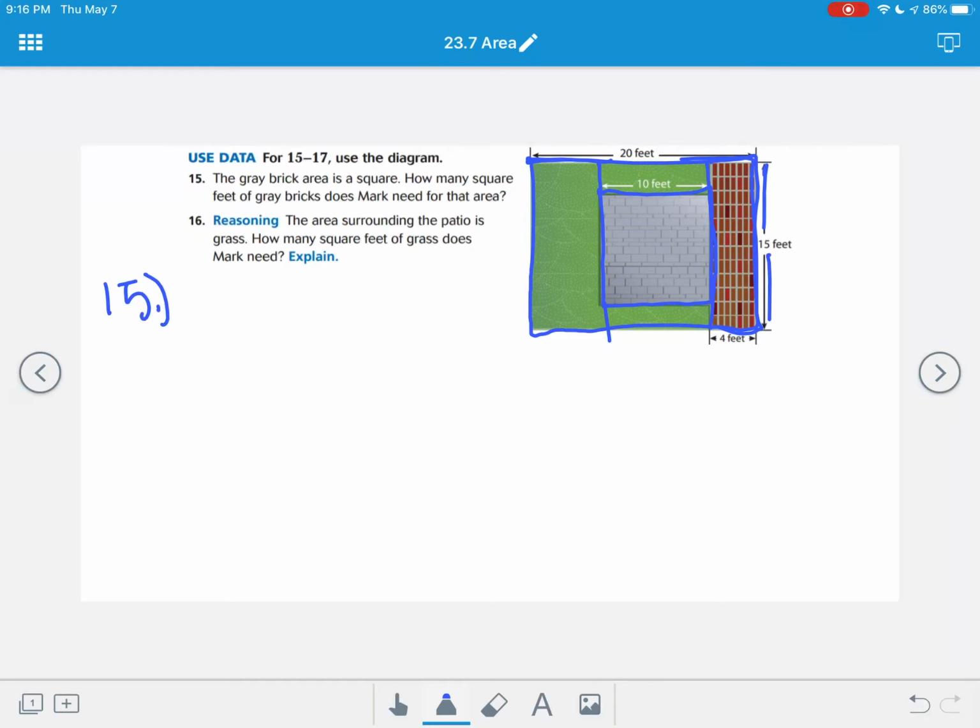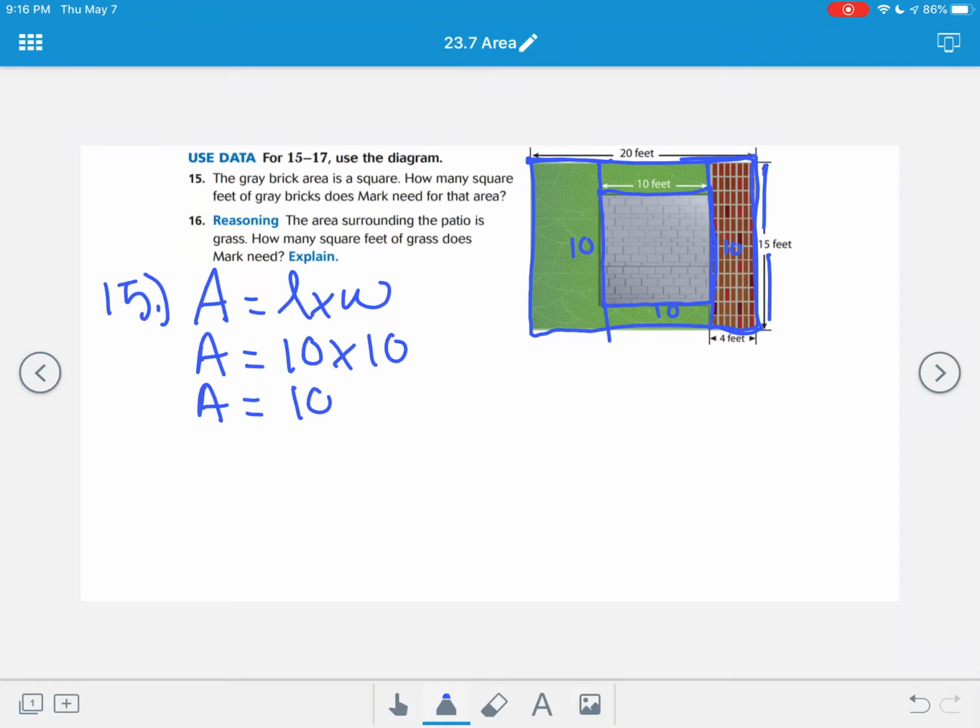Number 15 asks, the gray brick is a square. The area is a square, so that's helpful to know. That means that this side is also 10 feet, this side is 10 feet, and this side is 10 feet. How many square feet of gray brick does Mark need for that area? Okay, so that's easy. We just have to look at the gray brick. The gray brick is a square. Area equals length times width. For this square, the length and the width are both 10 feet. 10 times 10 equals 100, and my label would be feet squared, or it could also be written as square feet.